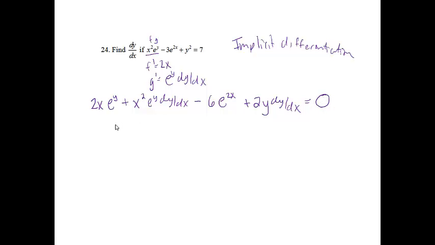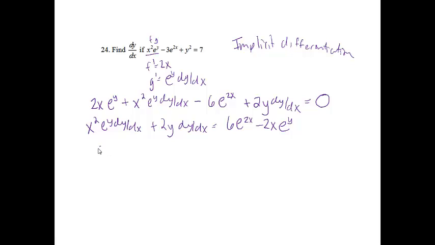Okay, everything that has a dy dx stays on the left side, everything else moves. So we're going to have x squared e to the y dy dx plus 2y dy dx equals 6e to the 2x minus 2x e to the y. So we just got rid of those on the left side, and they are now on the right side.